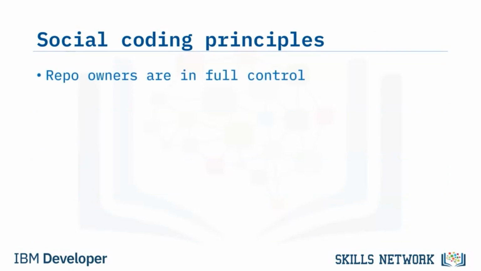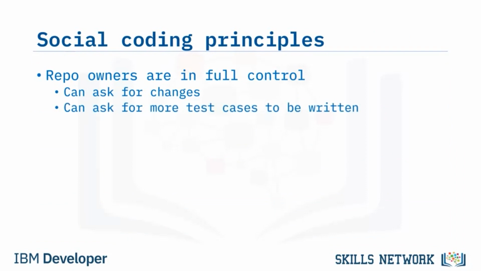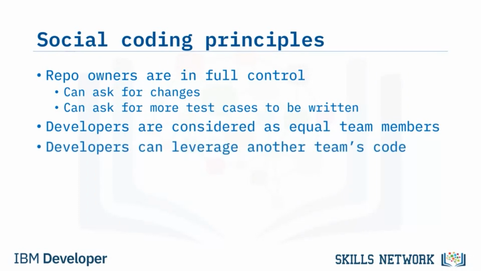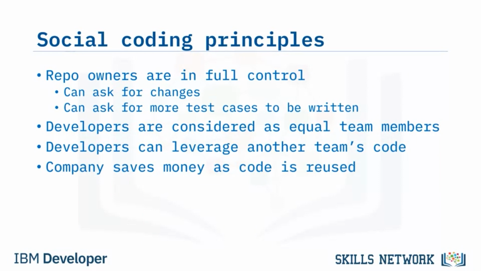The repo owners are in full control. They can ask for changes before they merge the code. They can ask you to write more test cases if you don't have adequate test coverage. They consider you an equal team member, and this is a win-win situation. You get to leverage another team's code and functionality, and the other team gets a new feature added for free. The company saves money because code is being reused instead of rewritten, and everyone is happy. This is how open source works, and this is how companies should treat their inner source.